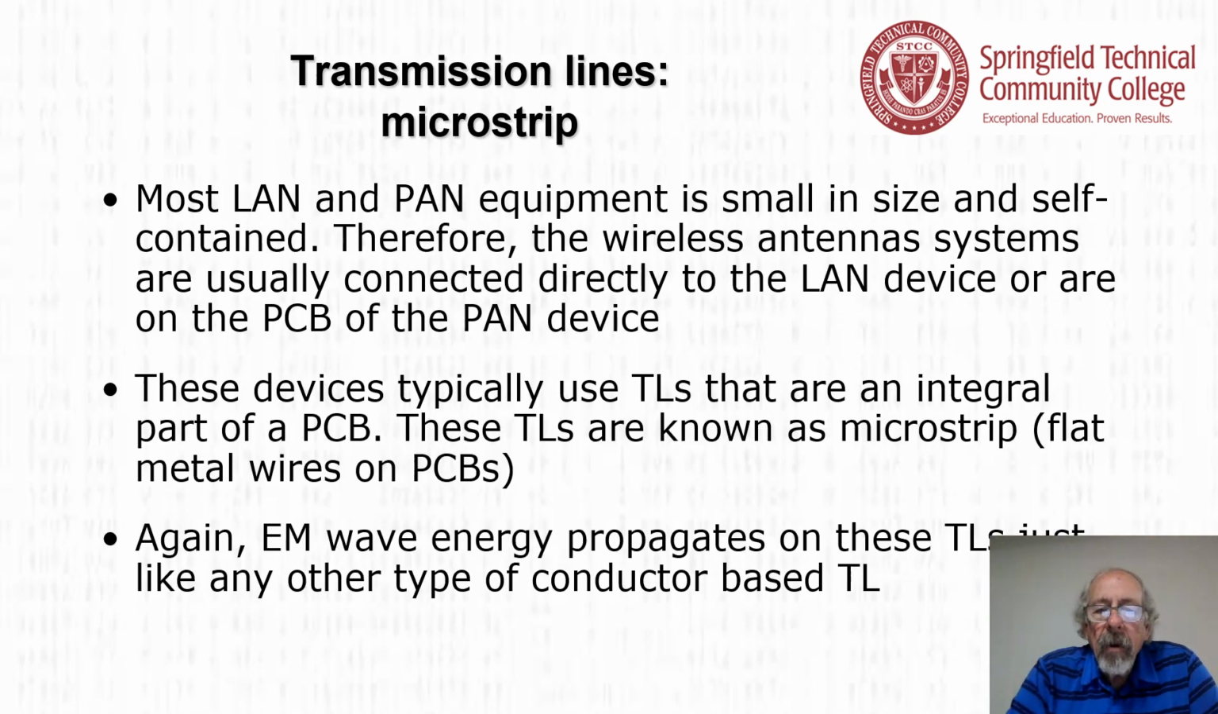Most LAN and PAN equipment is small in size and self-contained. Therefore, the wireless antenna systems are usually connected directly to the LAN device or on the printed circuit board of the PAN device. These devices typically use transmission lines that are an integral part of a printed circuit board. These transmission lines are known as microstrip. They're flat metal wires on printed circuit boards. Again, electromagnetic wave energy propagates on these transmission lines just like any other type of conductor-based transmission line.